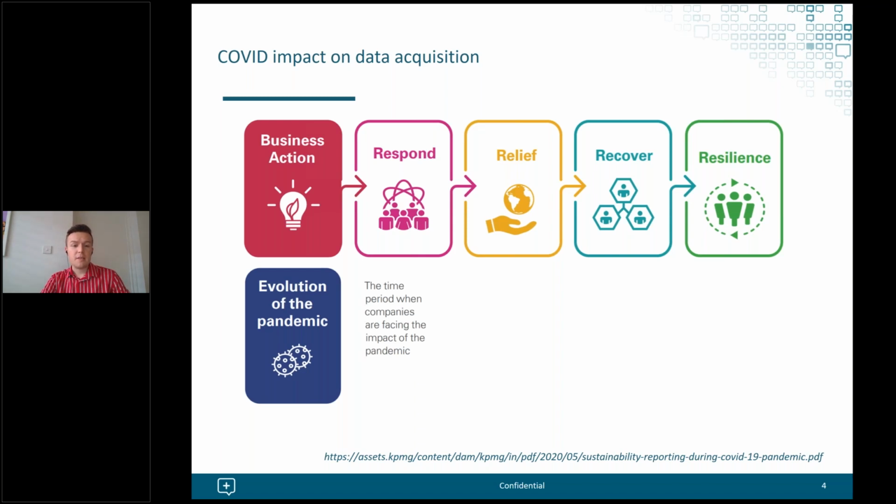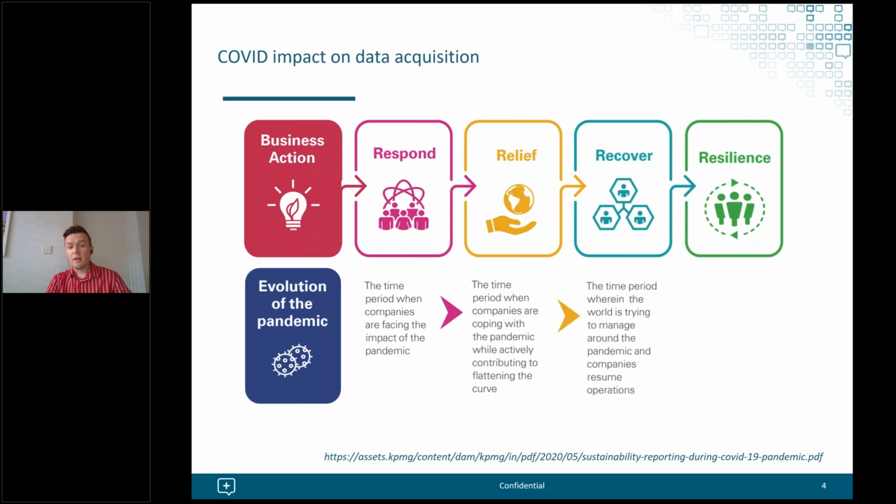So the first phase in terms of the impact of COVID on many organizations was that respond phase. And that's the first part of when they were actually responding to the initial impact that it was having on their business and their operations. Next, then the relief period was where that company may have then been coping with the pandemic. So actively trying to contribute towards flattening the curve within different geographies that they're operating within.